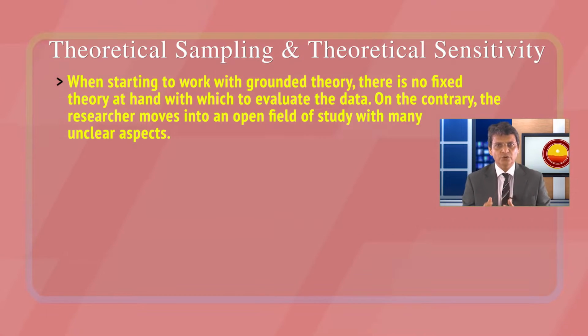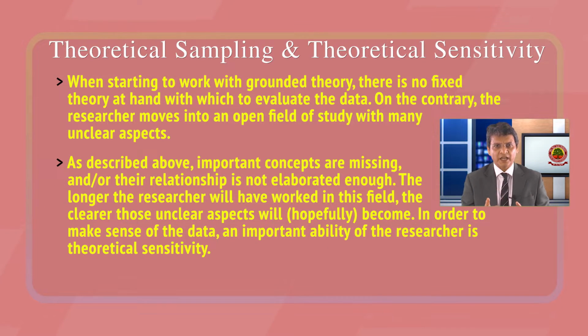When starting to work with grounded theory, there is no fixed theory at hand with which to evaluate the data. On the contrary, the researcher moves into an open field of study with many unclear aspects. As described above, important concepts are missing and/or their relationship is not elaborated enough. The longer the researcher has worked in this field, the clearer those unclear aspects will hopefully become.